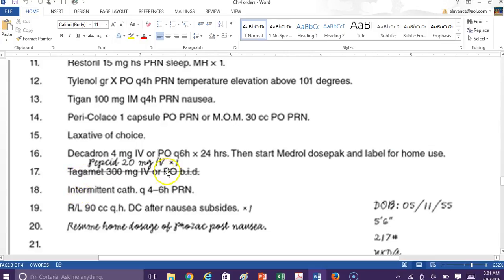The standing order had Tagamet as the order, cimetidine. It's crossed out. The doctor has ordered for the patient to have Pepcid, famotidine, 20 milligrams IV 1 time instead of the choice with the IV or the PO. They're going to have a catheter, then Lactated Ringer's after the nausea subsides. Resume home meds, Prozac, after they're no longer nauseous.